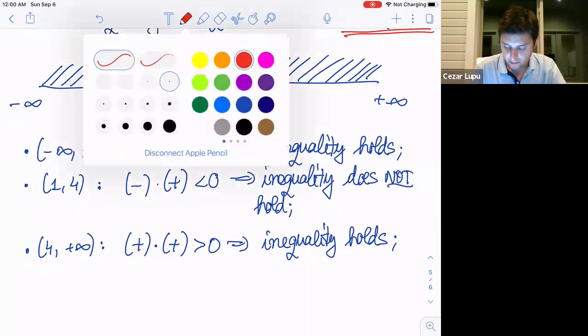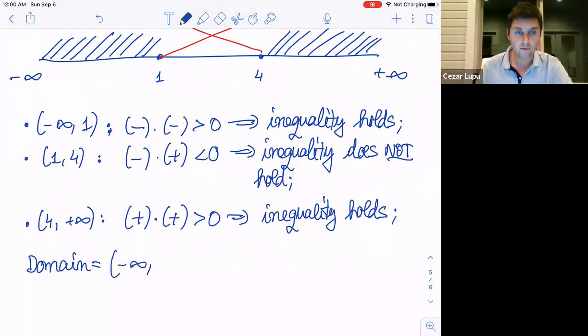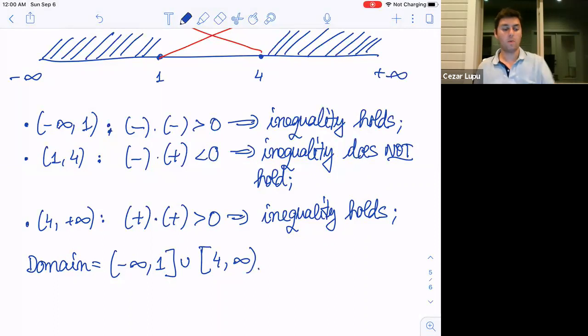All right. Well, this implies that the domain is nothing else than just this union of 2 intervals, negative infinity to 1, closed at 1, union with this interval 4 to infinity. So that's the domain.